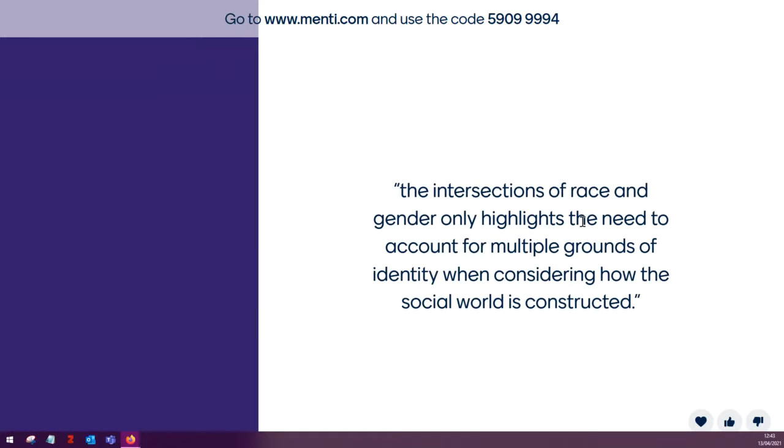The second is a quote from Kimberlé Crenshaw, the original paper on intersectionality. The intersections of race and gender only highlight the need to account for multiple grounds of identity when considering how the social world is constructed. Basically, for me, that's try and reduce the number of boxes you are putting people in and yourself, because we live in a world of interconnected boxes, and those boundaries are often blurred, movable. So try and think of students as yourselves, as a whole.